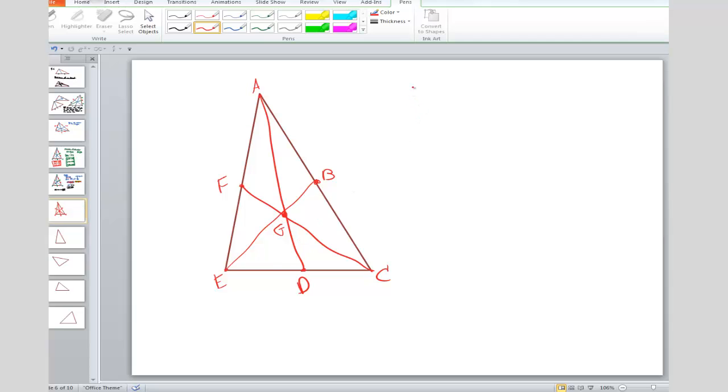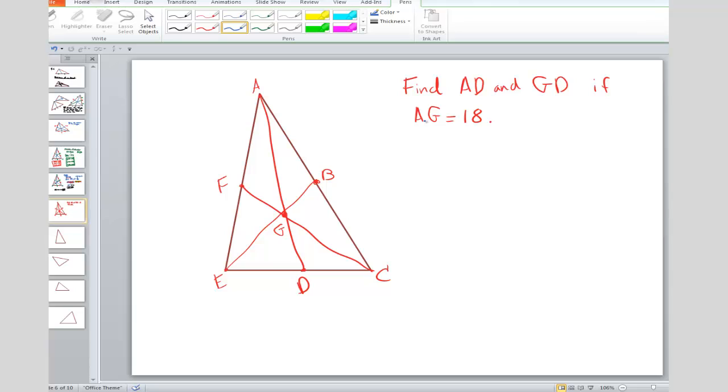Alright, and let's have you find AD and GD if AG equals, let's make it 18. Okay, so if you want to pause it, you're welcome to. Go ahead and pause, and I will be here when you come back.